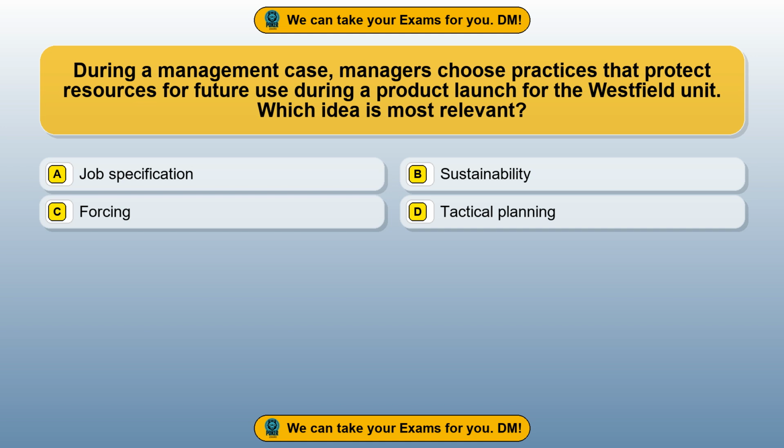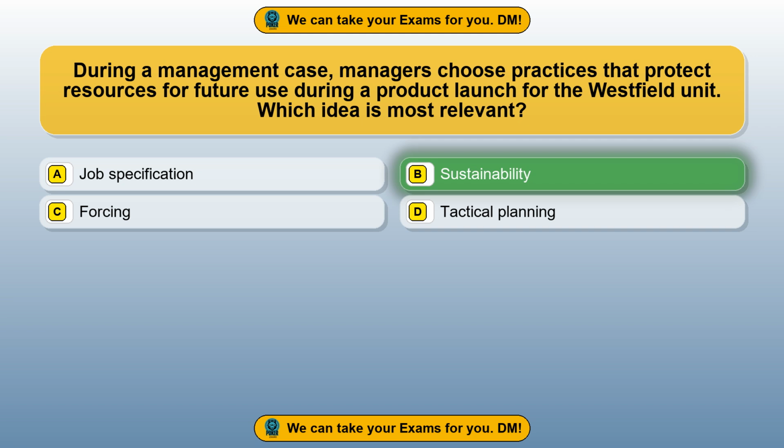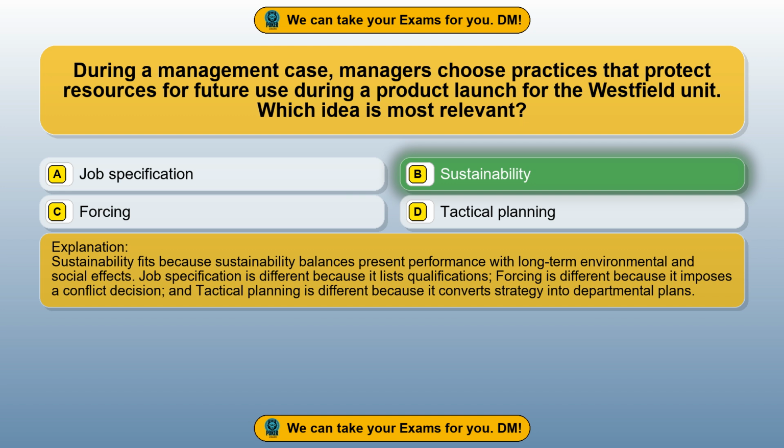Question 38. During a management case, managers choose practices that protect resources for future use during a product launch for the Westfield unit. Which idea is most relevant? Option A, job specification. Option B, sustainability. Option C, forcing. Option D, tactical planning. The correct answer is option B, sustainability. Sustainability fits because sustainability balances present performance with long-term environmental and social effects. Job specification is different because it lists qualifications, forcing is different because it imposes a conflict decision, and tactical planning is different because it converts strategy into departmental plans.